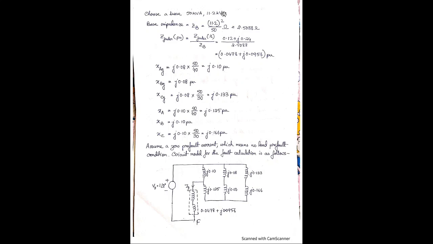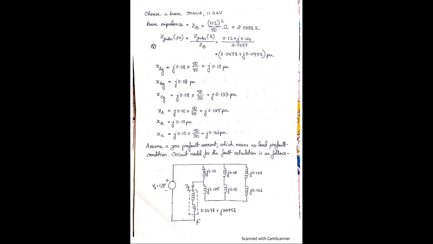Next we have to choose a base. So we choose a base of MVA and KV. So 50 MVA 11.2 kV. Base impedance will be given by V square by P. So ZB is equal to 11.2 square by 50, that is 2.5088 ohm. This is our base impedance obtained from the base MVA and base KV.